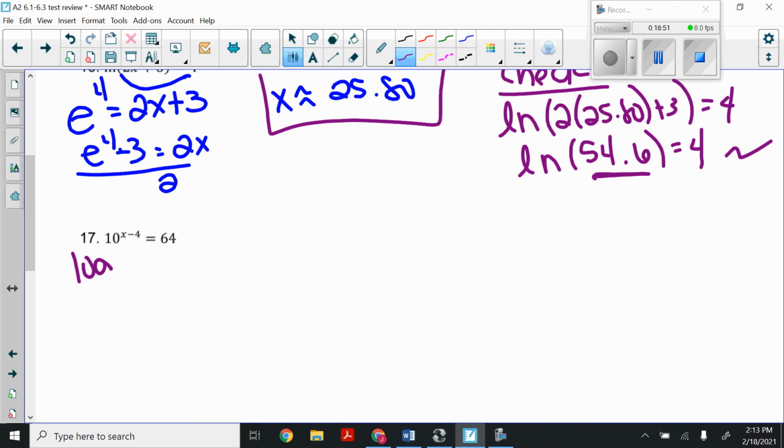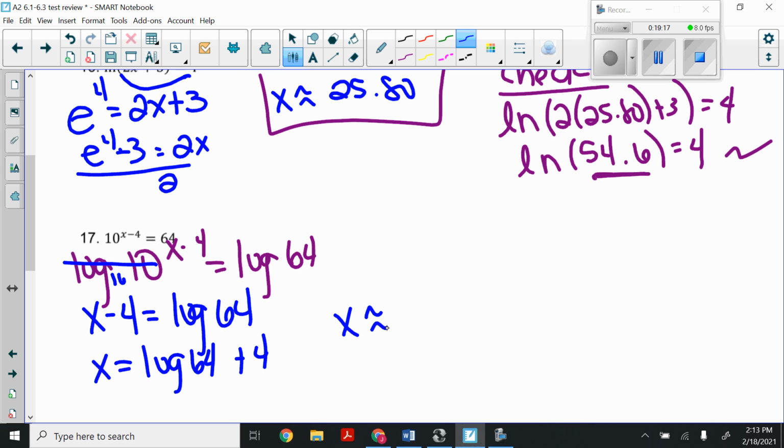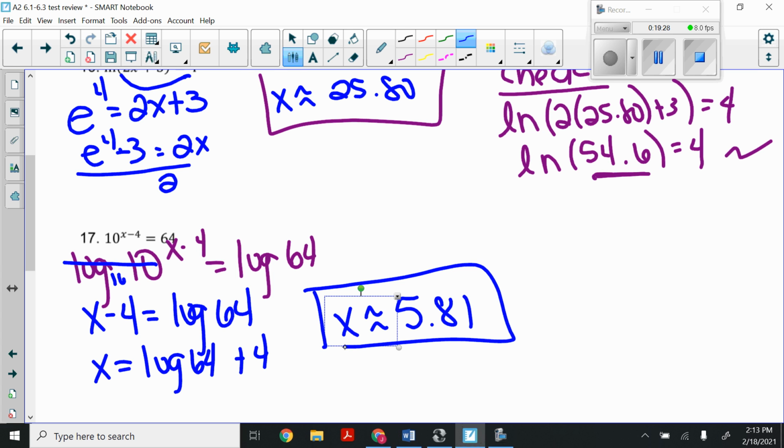So I'm going to say the log of 10 to the x minus 4 equals the log of 64. Log of 10, remember this, is equal to 1 because they have the same base. So then all I have on this side is x minus 4 equals log 64. So x is going to equal the log of 64, all of that plus 4. So when I type that in my calculator, the log of 64 equals, add 4 to it, I get x is approximately 5.81.